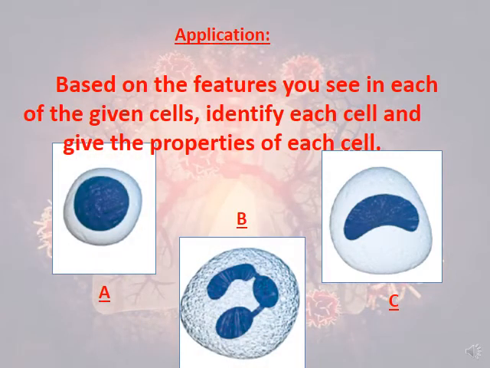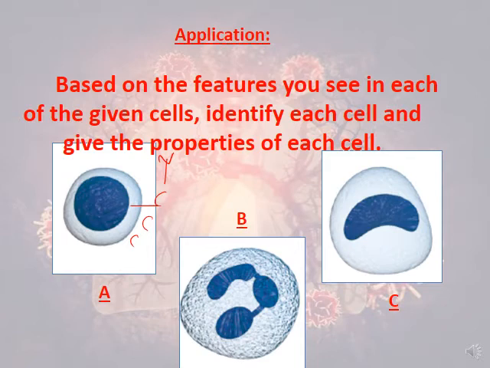Let's start with A. A has a large nucleus, small cytoplasm. It's large in size. So, what is the name of the cell? Maybe it's B, maybe it's T. We can't know unless we have either antibodies or TCRs. If you have antibodies, it's the B. If we have TCRs, it's the T. So A may be a B lymphocyte or a T lymphocyte.